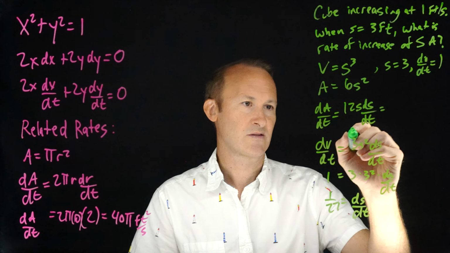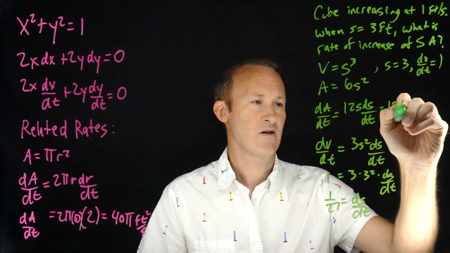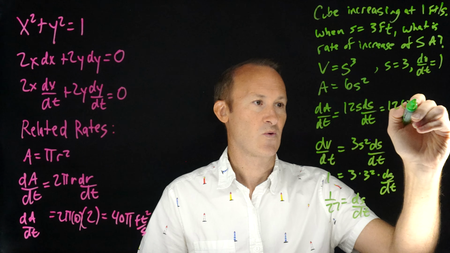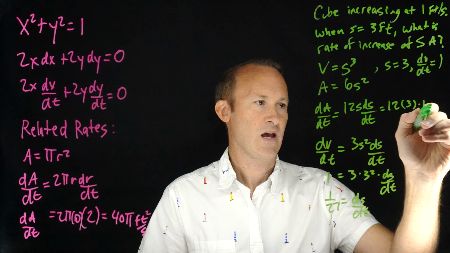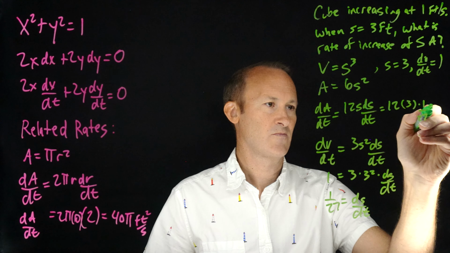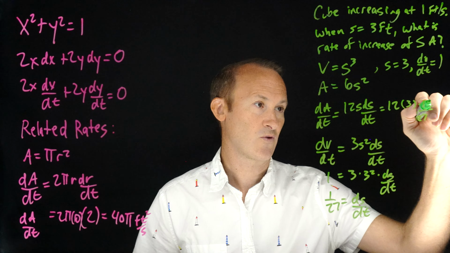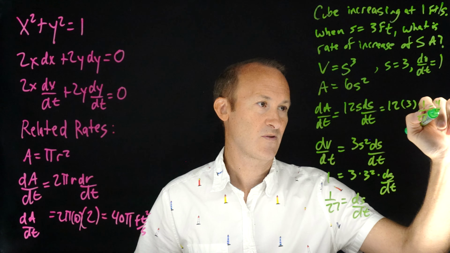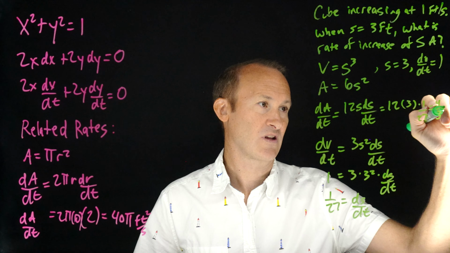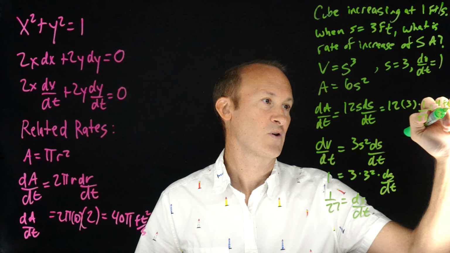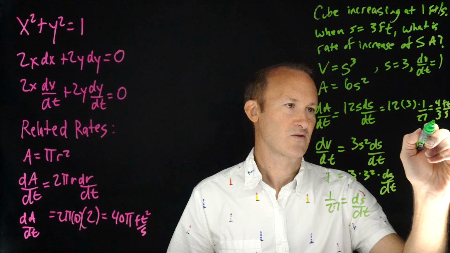And so we've got 12 times 3 times 1/27th. And that is going to equal 36 over 27. So if we divide by 9, it is 4/3. So we get 4/3. And again, it's an area changing with respect to time, so once again, it'll be feet squared per second. Okay? So that would be the solution here.